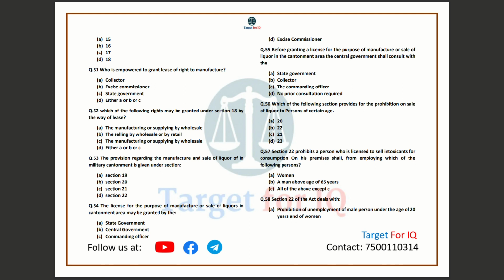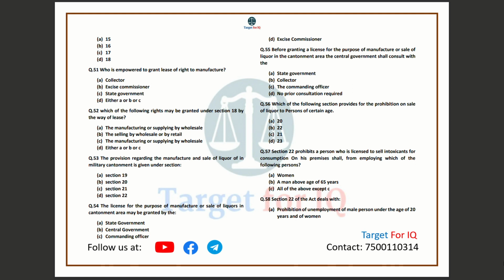Question 54. License for the purpose of manufacture or sale of liquor in cantonment area may be granted by A, state government, B, central government, C, commanding officer, and D is excise commissioner. The correct answer to question 54 is central government. For the purpose of manufacture or sale of liquor in cantonment area, the license is granted by the central government.